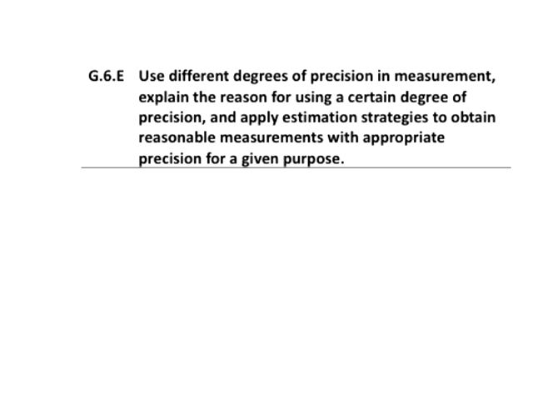This is G6e, and let's just highlight a few of the high points from this standard. It says use different degrees of precision in measurement, explain the reason for using a certain degree of precision, and apply estimation strategies to obtain reasonable measurements with appropriate precision for a given purpose. So that's a lot of words, there's a lot of things going on there. So let's take a look at a few examples from geometry that apply to this particular topic.